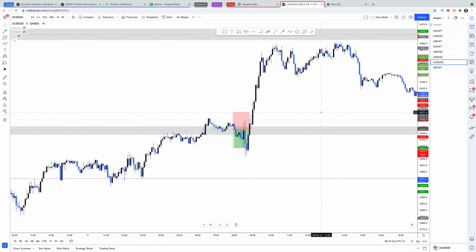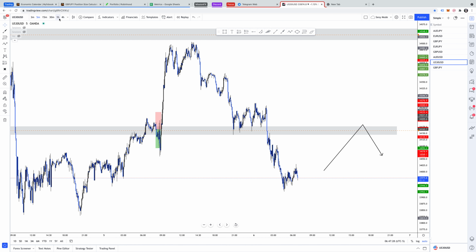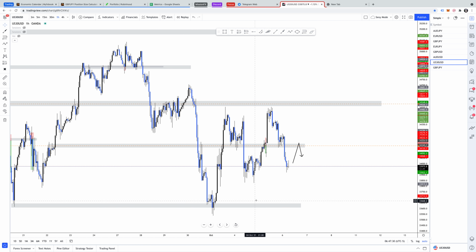So yeah, that's good. Waiting for the same situation to play out here. Break, push back up, retest. If there's rejection there, I'll just look for a sell. Simple as that.